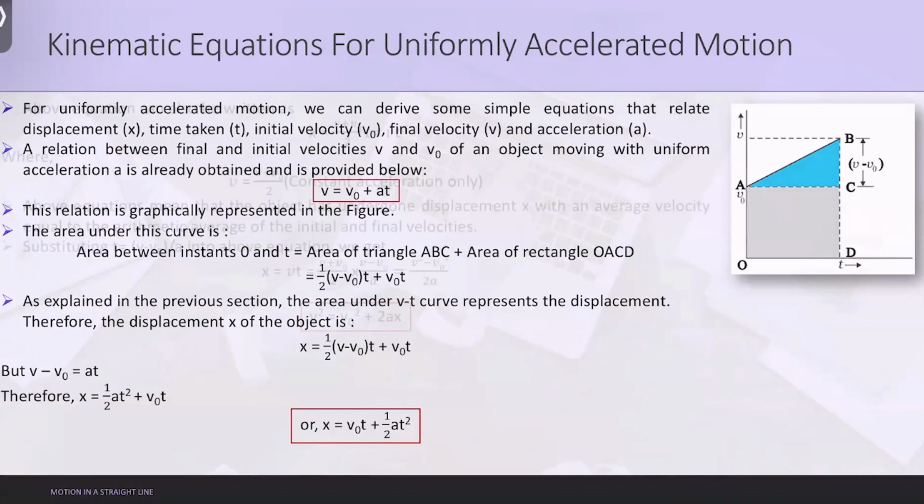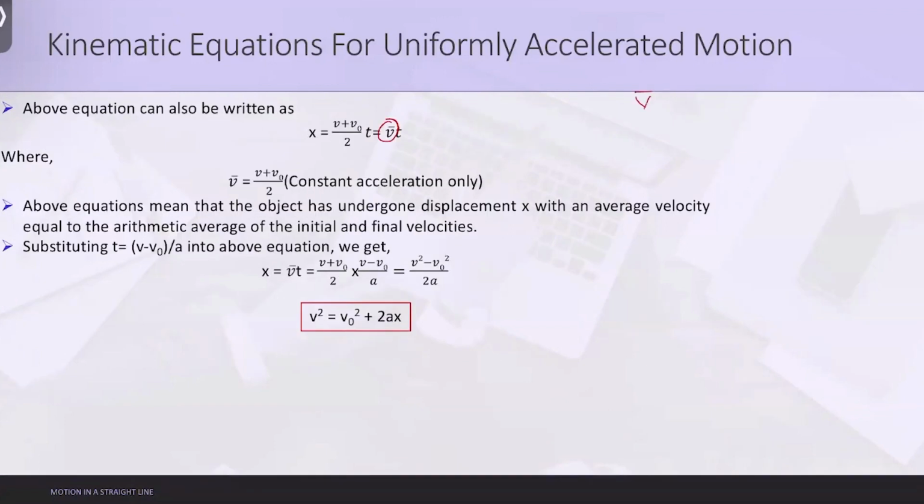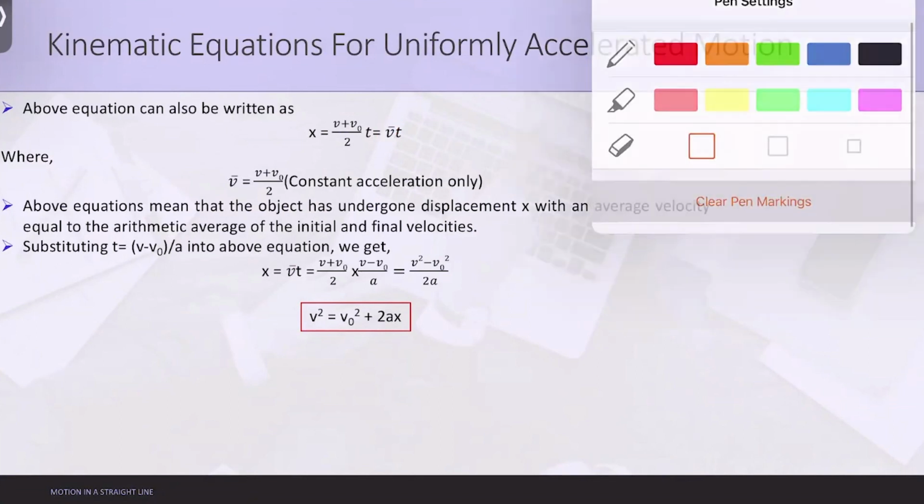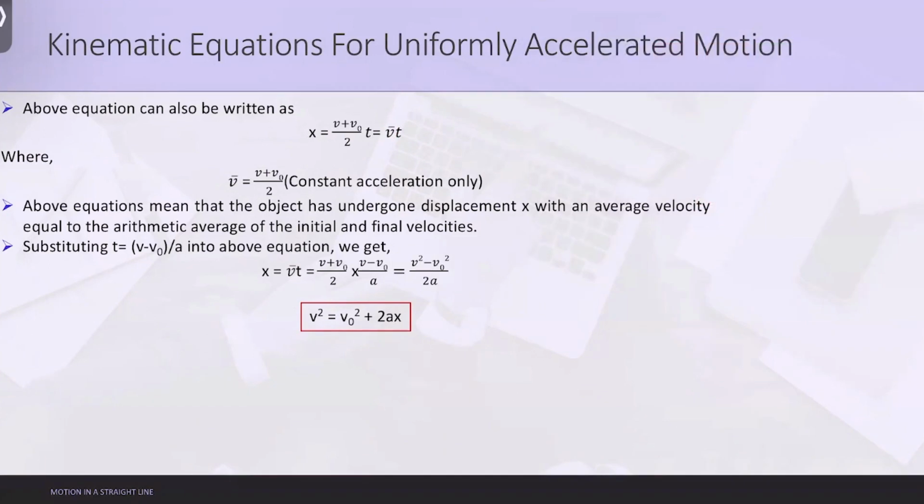Okay. So we know that the average of any two quantities can be written as v bar. So v bar is nothing but equal to v plus v naught by 2. So this is just the mean value. Okay, so how do we calculate the mean? It is nothing but the summation of all the quantities divided by the number of quantities. Therefore x is nothing but equal to v plus v naught by 2 into t. This is equal to v bar into t, where v bar is nothing but v plus v naught by 2, for constant acceleration only. Okay, please remember everything.